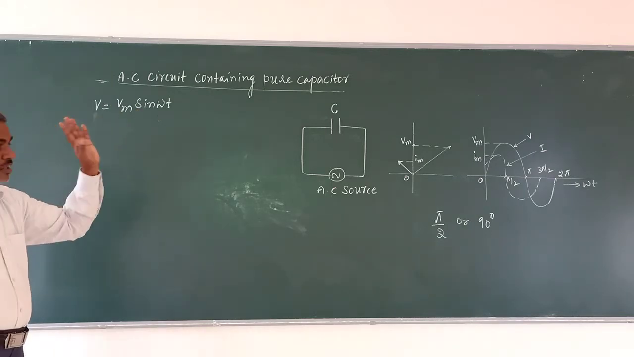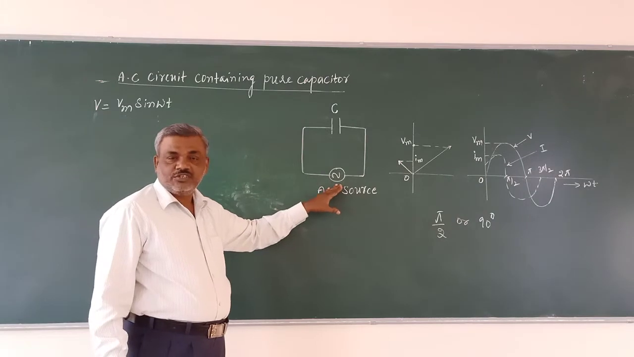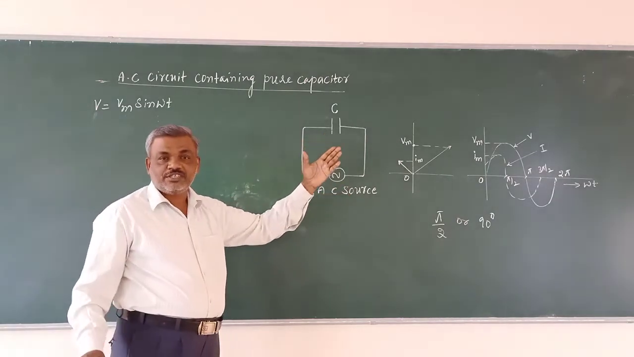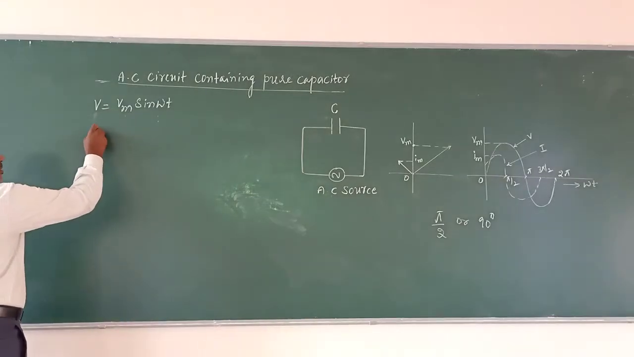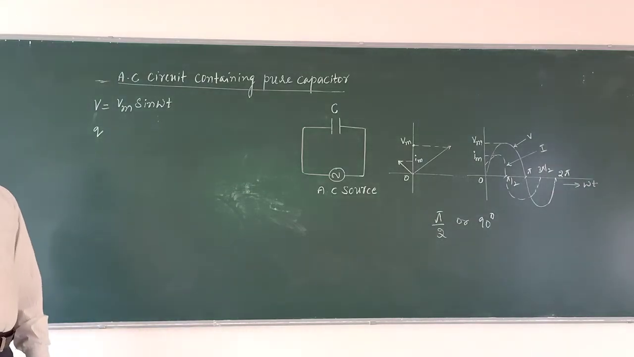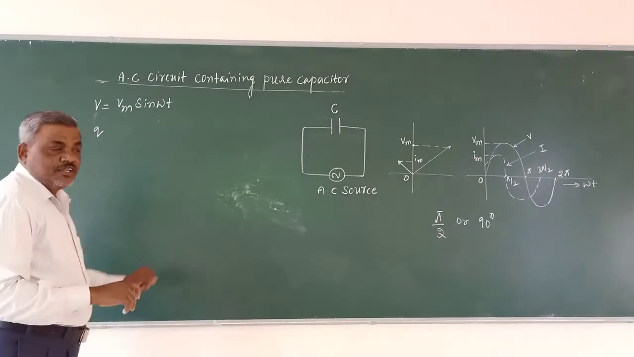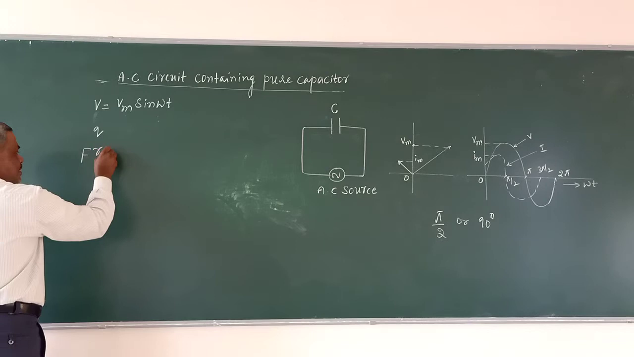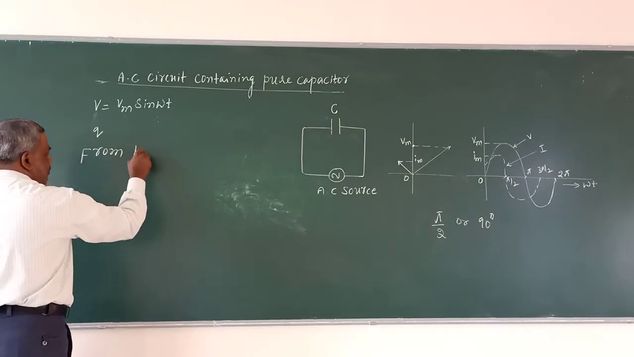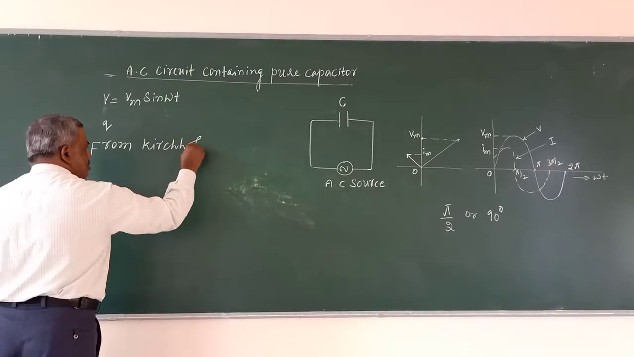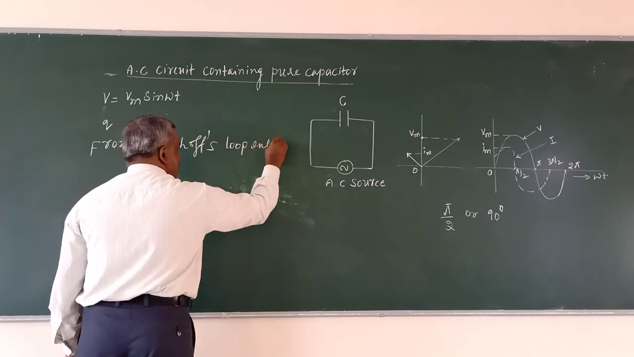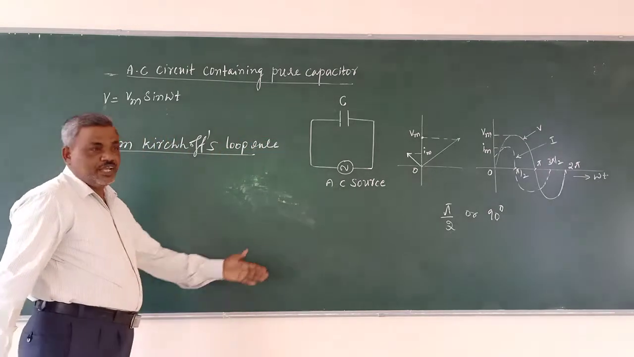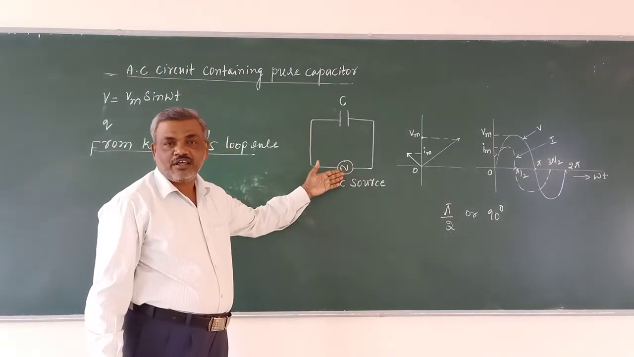Now the pure capacitor is connected to the AC source, and the alternating voltage is applied to the pure capacitor. What happens? The capacitor gets charged. Let Q be the charge on the capacitor. Now from Kirchhoff's loop rule, the voltage across the capacitor is equal to the voltage across the source.